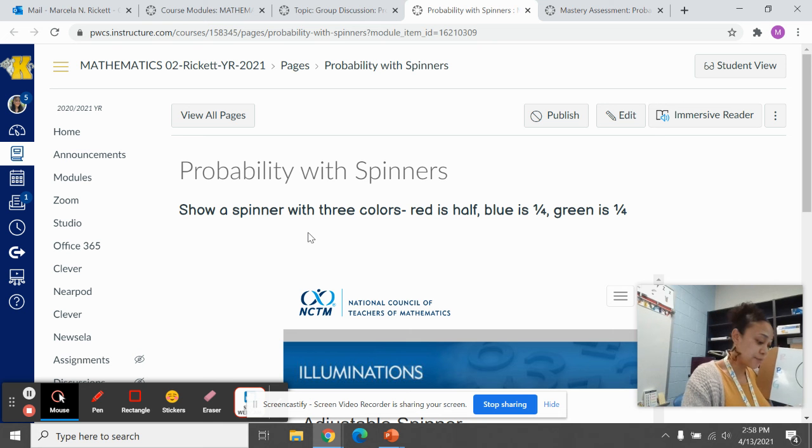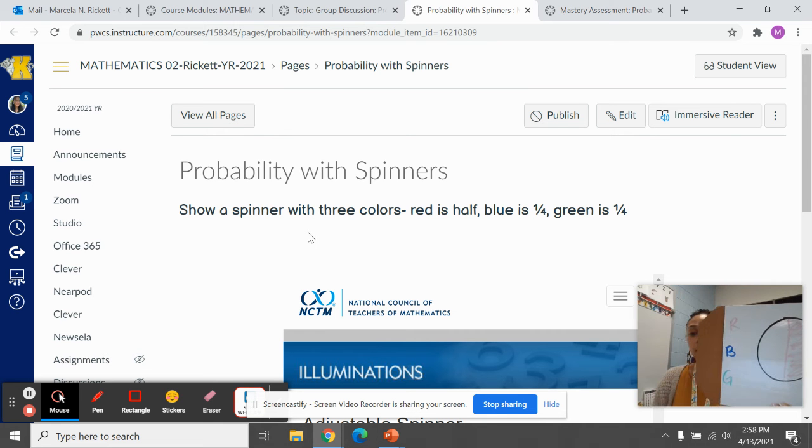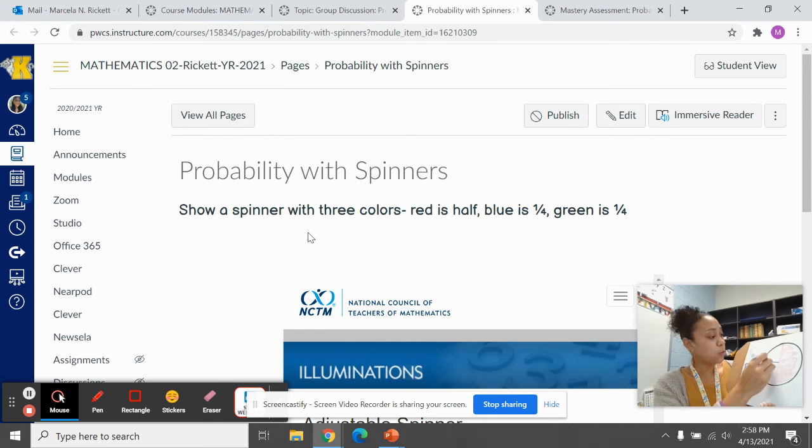That's a lot of our circle. And blue is only going to be 1/4. So that's only 1/4. And green is going to be 1/4 as well. So now we have our spinner ready.